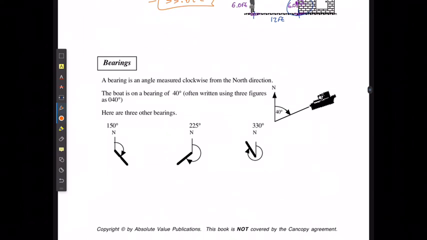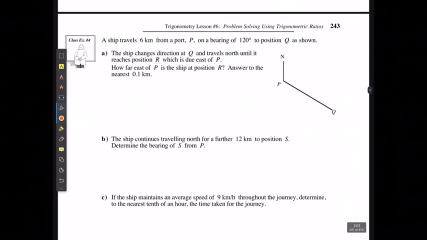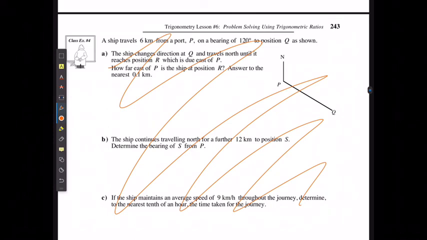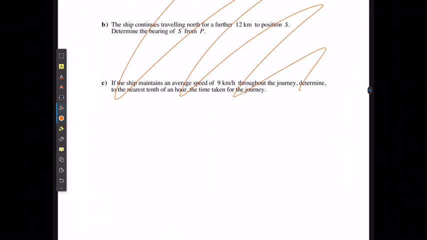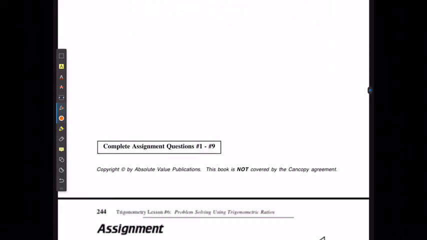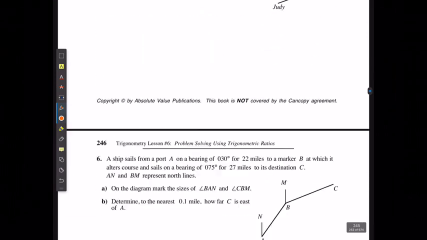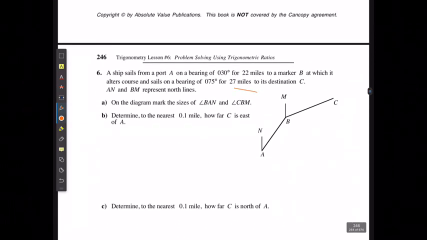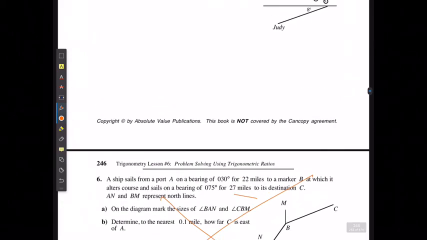Now, there is a skill set that deals with bearings. You're not going to be tested on it, so don't worry about this part. And don't worry about this last question. We're not going to deal with bearings this year. You might write into it in grade 11. That also means when you get into your questions at the end, if you have any of these bearing questions, don't worry about them.